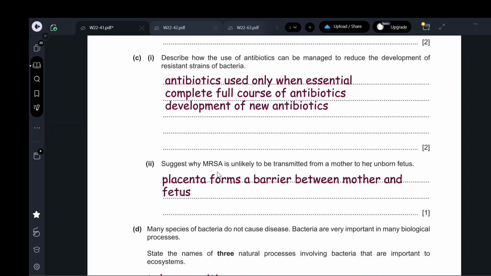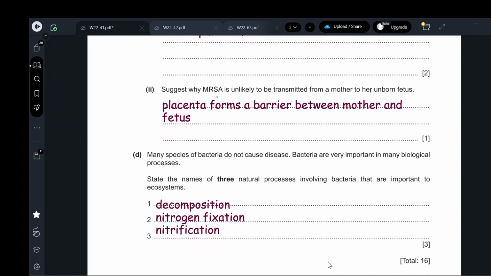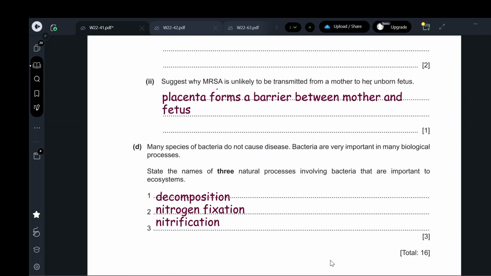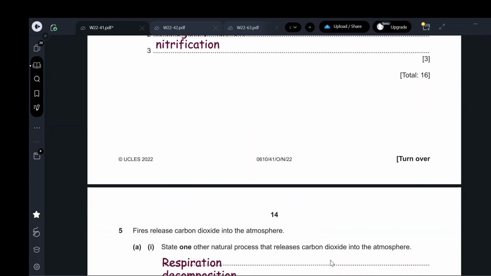Many species of bacteria do not cause disease. Bacteria are very important in many biological processes. Name three natural processes involving bacteria that are important to ecosystems: decomposition, deamination, nitrogen fixation, nitrification, denitrification. All the processes in the nitrogen cycle need bacteria, but these are not harmful. They are useful processes.